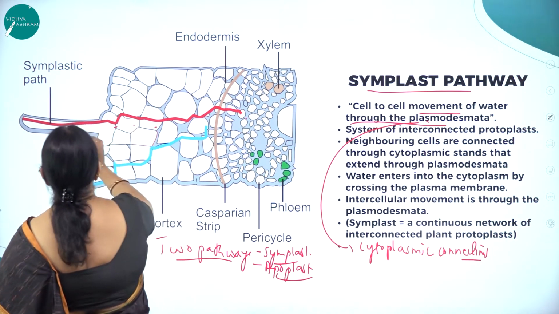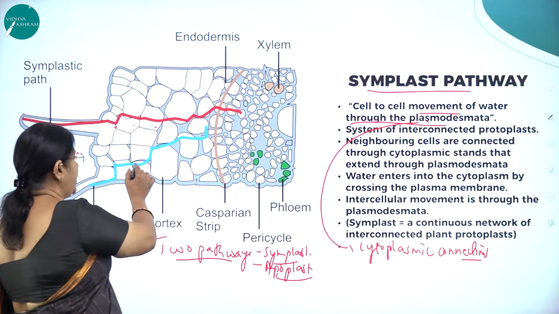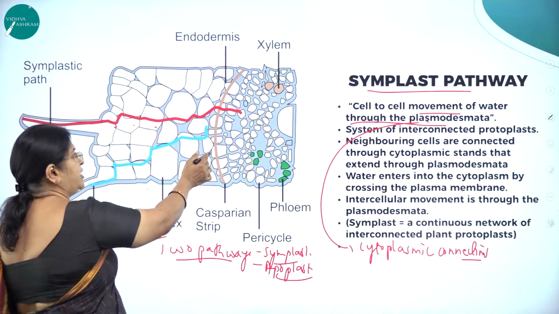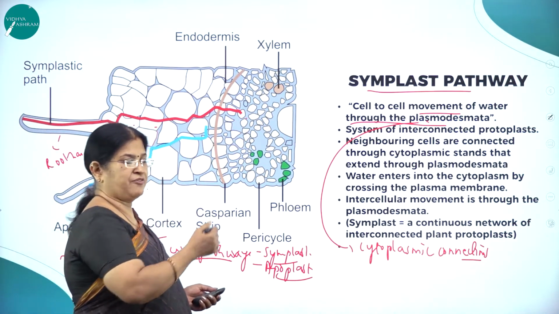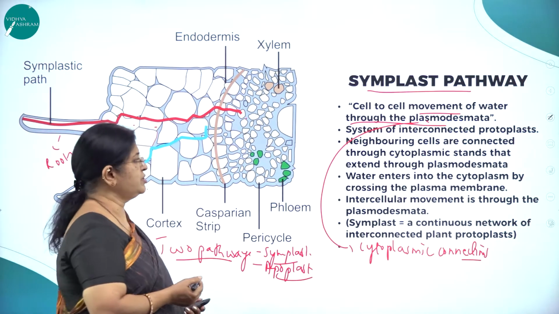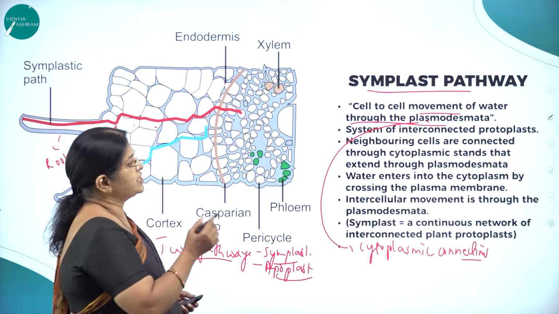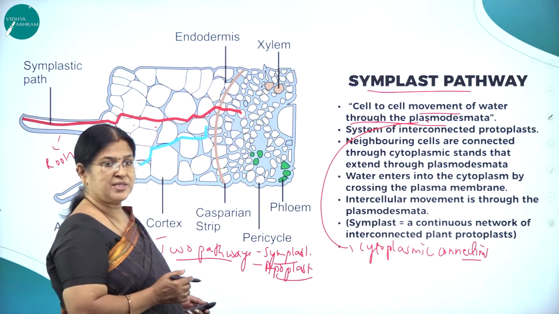Here you can see from the root hair. This is the root hair. Via cortex, it goes to endodermis. Via endodermis, it reaches the pericycle. From pericycle to the xylem, that is the protoxylem. So this is the pathway. So cell-to-cell movement of water through plasmodesmata is called symplast pathway.